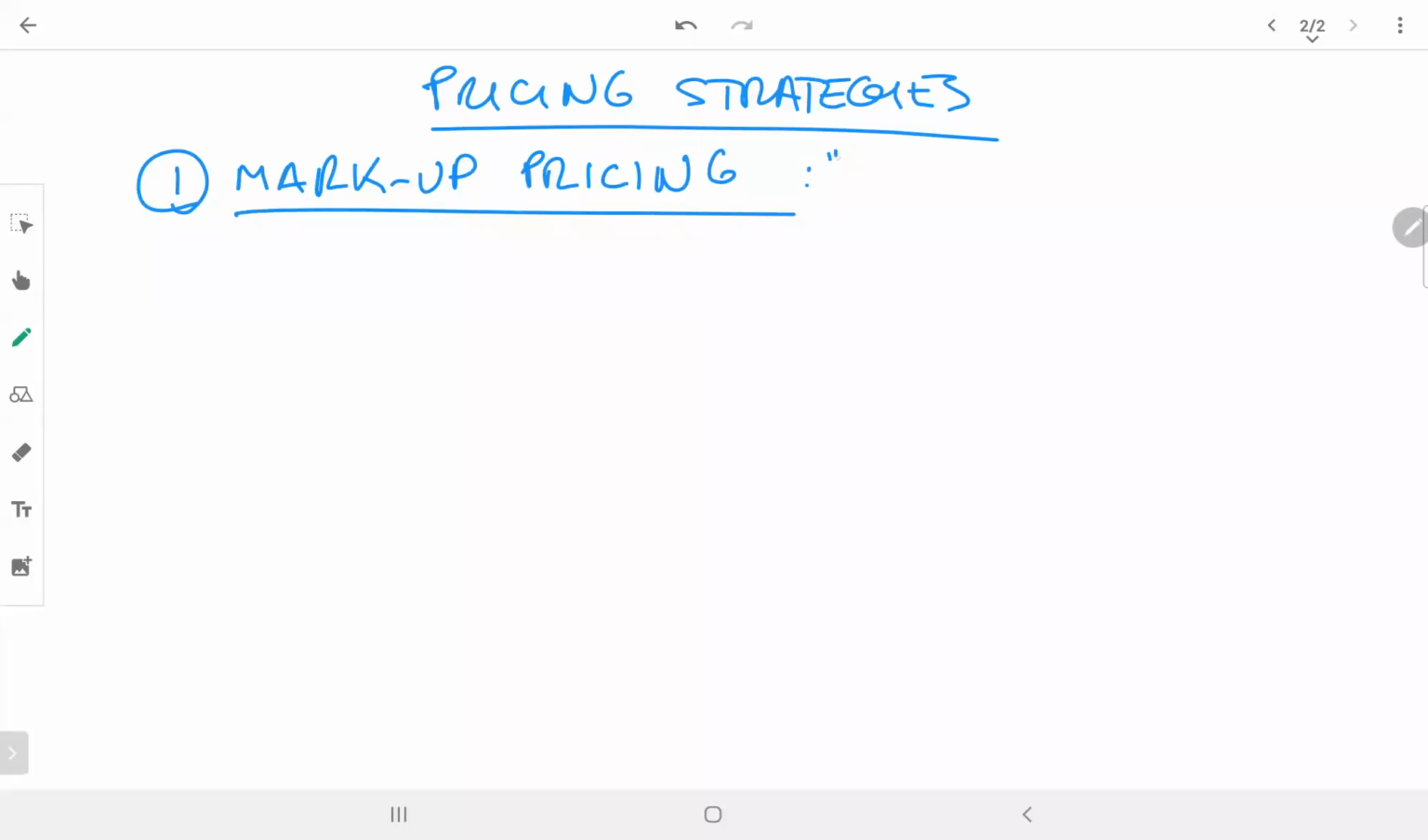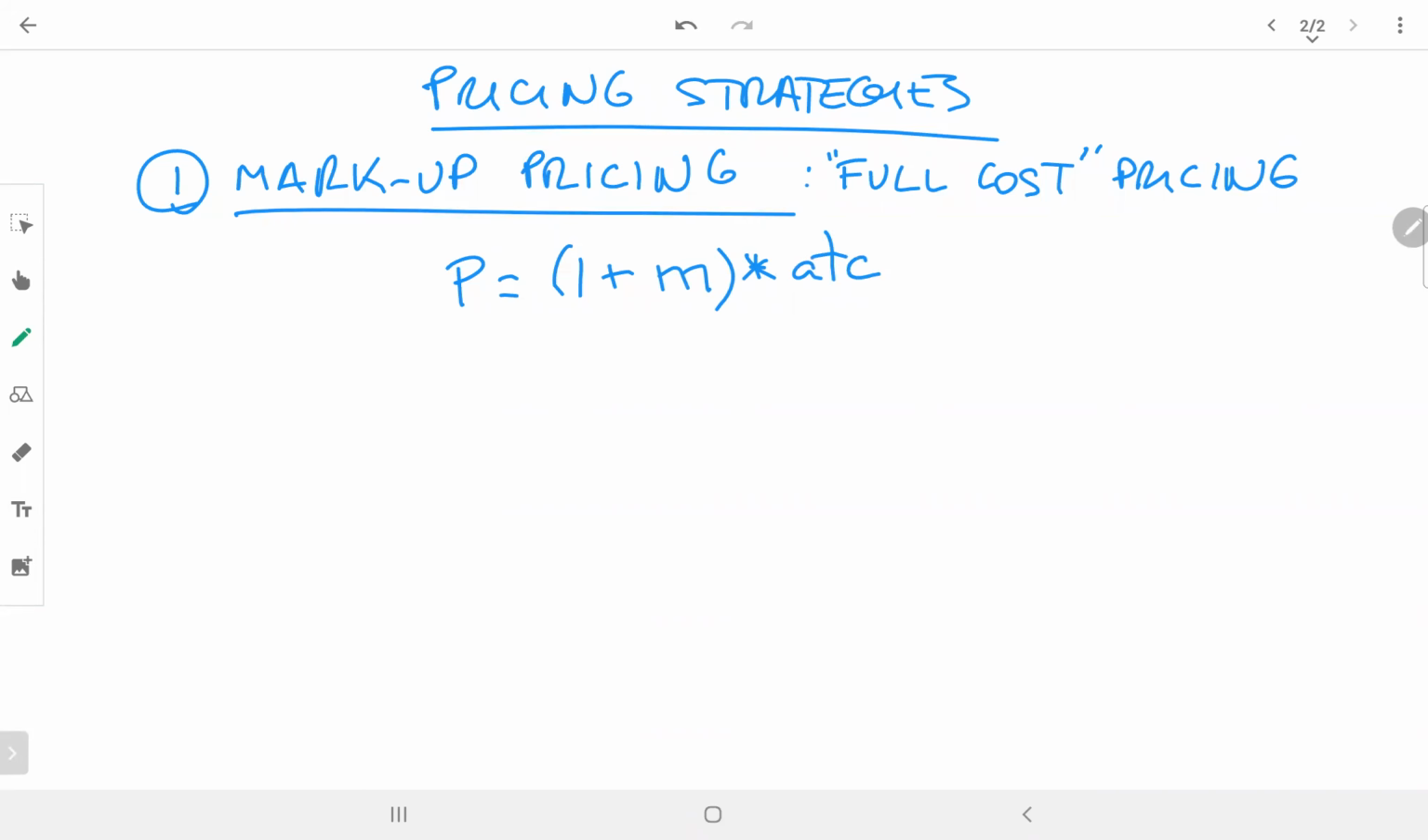Markup pricing is also called full cost pricing. And why is that? Well, you don't need an MBA to know that if my cost is 100 and I want to make 20%, maybe I should sell for 120, right? So this is just adding a percentage to our cost. So the price in this case will be 1 plus a certain margin, a certain percentage, times your unit cost, right? So that's your markup pricing.